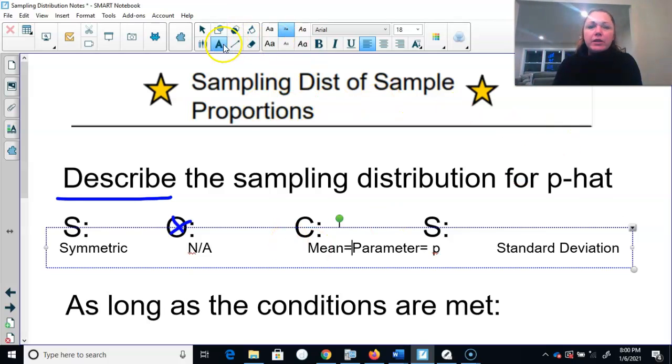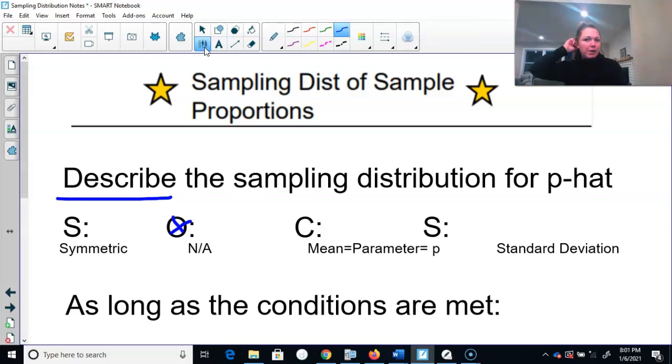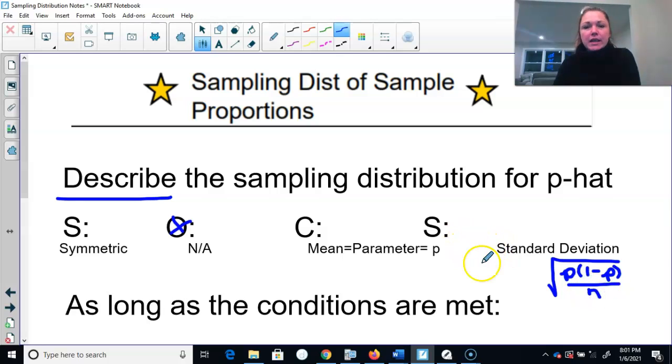And then finally, the standard deviation. This is a formula that I want you to write down, and in class I'll show you where it is on your formula sheet as well. To figure out that formula, what we're going to do is take P, our parameter, times 1 minus P, divided by N, our sample size. This is our standard deviation for our sampling distribution for p hat.